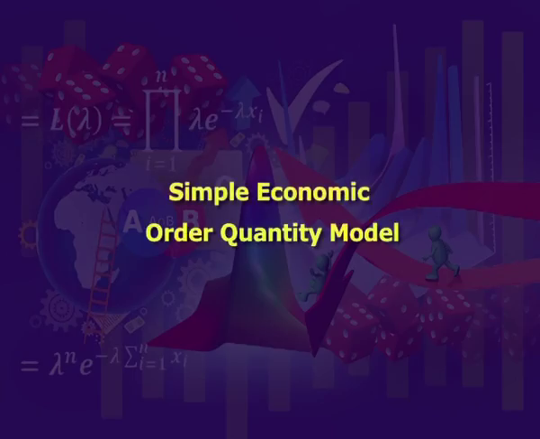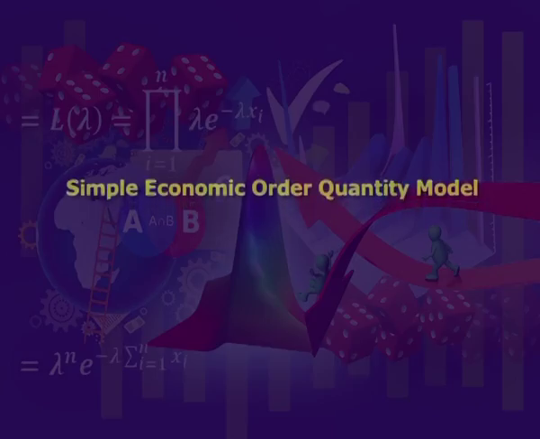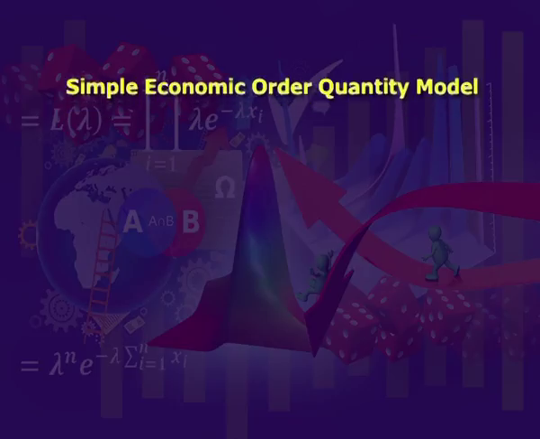Simple economic order quantity model. The economic order quantity model is that size of order which minimizes total annual cost of carrying inventory and cost of ordering. When the size of order increases, the ordering cost will decrease, whereas inventory carrying cost will increase. We make following assumptions in this model.